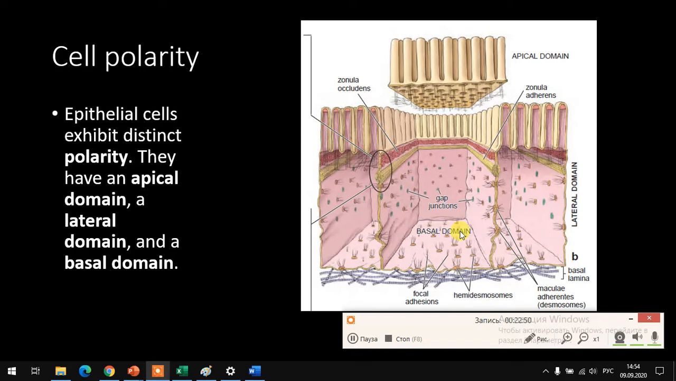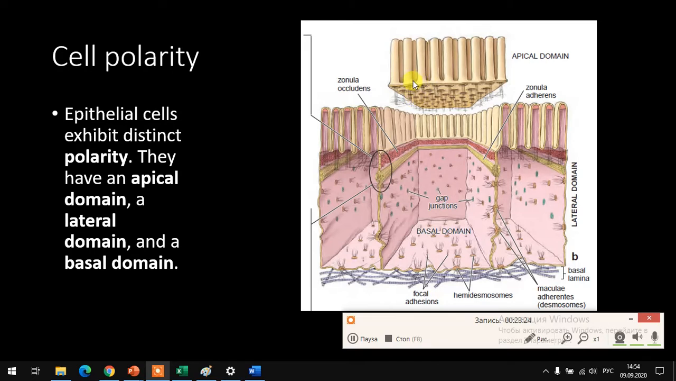So let's start with the basal domain. Okay, no, let's start with the apical domain. The apical domain is necessary for interaction with external environments, any kind of environment which is present. In the case of this diagram, it is necessary for absorption. And here you see the apical domain modification, which is known as microvilli. This is the typical appearance of the apical domain.